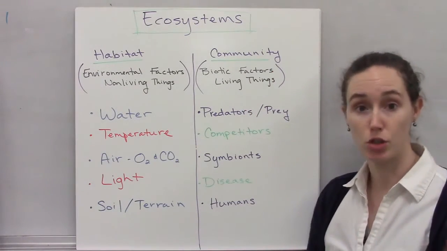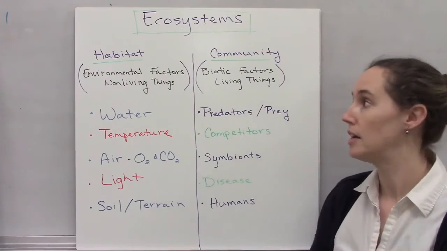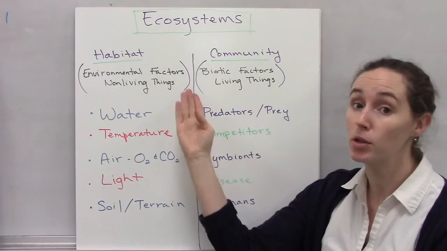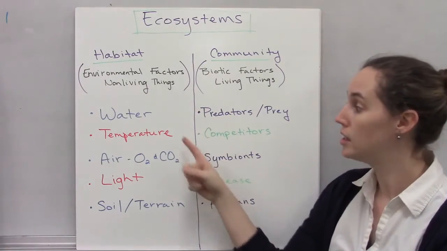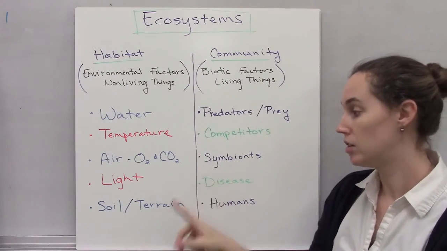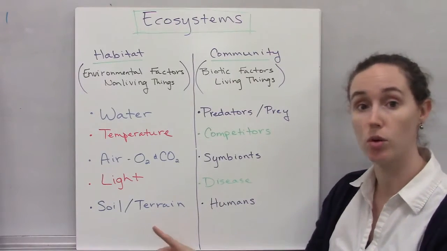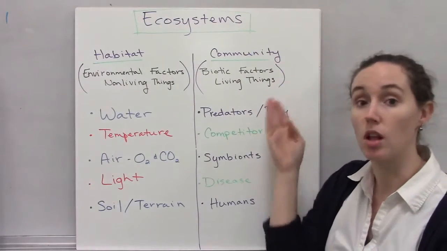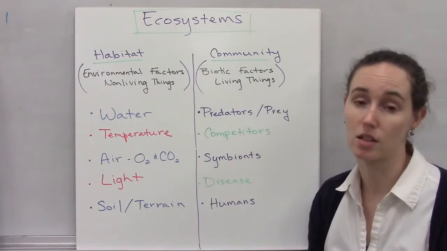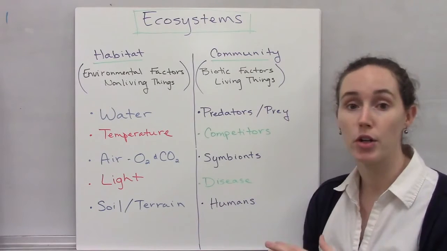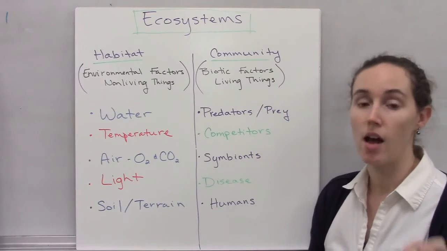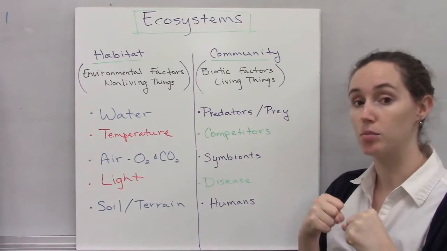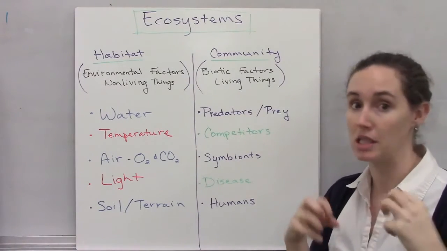Ecosystems are comprised of two major groups of factors. There's the habitat, which is comprised of all your non-living environmental factors like water, temperature, air, light, and the soil or the terrain. And then there's the community, which is all of your biotic factors or living things. These can include predators that are in the environment, prey, organisms that are competitors that are competing with similar ones for the same food or the same space.